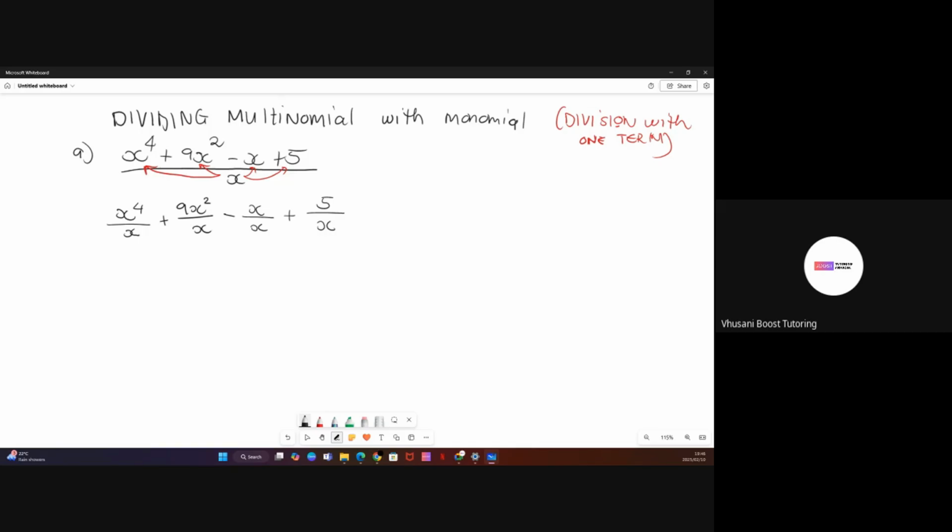Are you guys okay with this so far? Okay, perfect. And then what happens over there? We cancel one of the x's. This x will cancel with that x over there. And the last term we can leave alone because the x will not cancel with anything. So x to the power of 4 divided by x leaves us with x to the power of 3. 9x squared divided by x leaves us with 9x. x divided by x leaves us with a -1. And the last one would be just 5 divided by x.